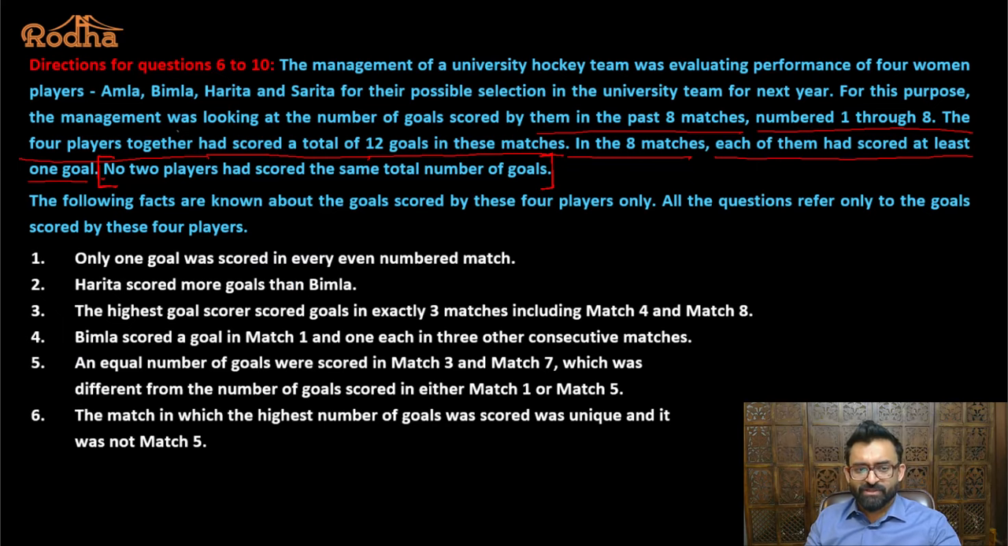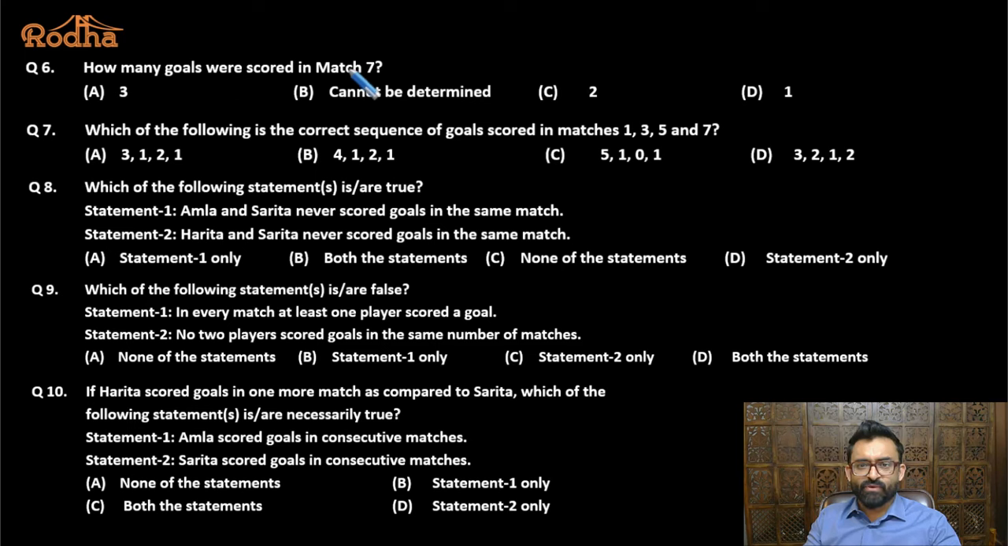So let's read the questions also. How many goals were scored in match 7? Which of the following is the correct sequence of the goals scored? Which of the following statements is true? Which of the following statements is false? If Harita scored, that means there are cases also. But this information is suggesting it's not a complex one. So we can directly start solving this question. Let's see how it goes.